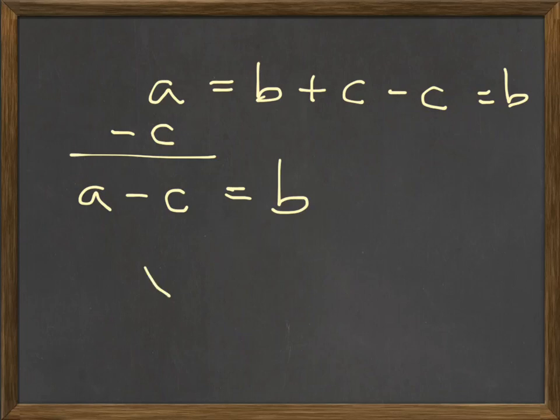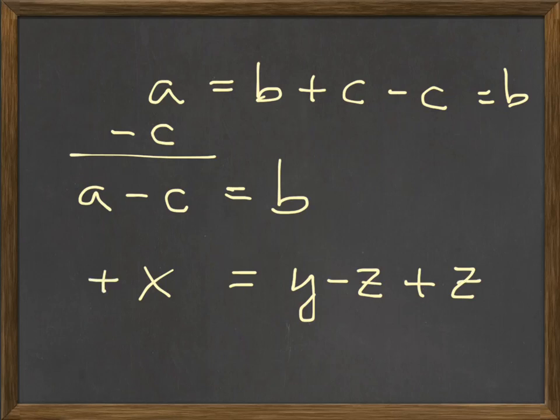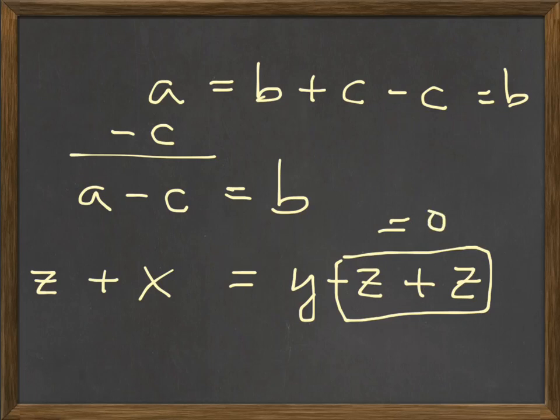If you have something like X equals Y minus Z, and you want to solve for Y, we have a minus Z, so if we put plus Z on that side, then we have to put plus Z on this side. So now we have Y equals Z plus X, or X plus Z. It's the same difference. Does that help?